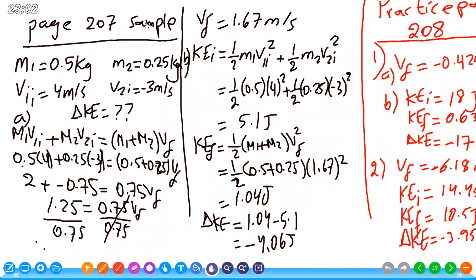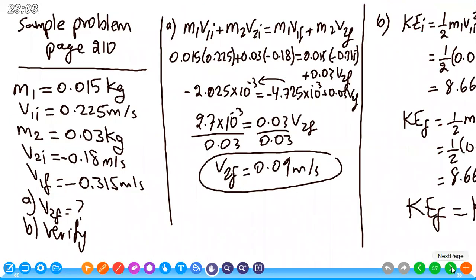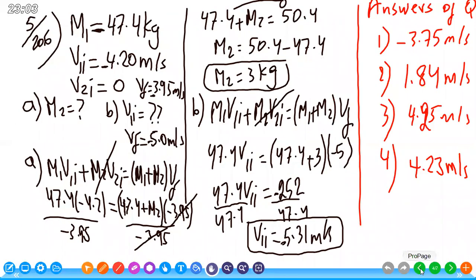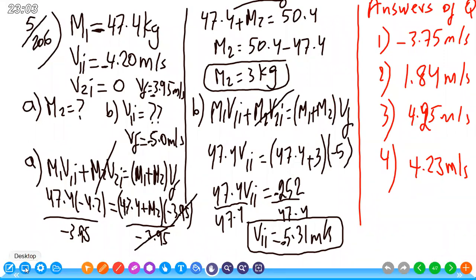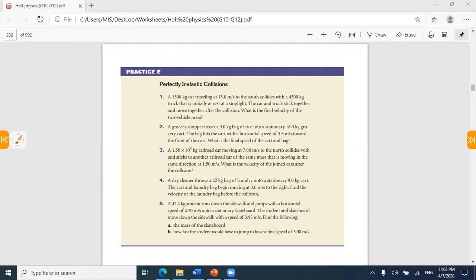Here, page 207 in your textbook. I am showing you the book, the textbook, so that if some of you left your books in the school, you can see the questions from the lesson itself. So M1 is 0.5 kilogram, M2, sorry, not this one, I'm sorry. I will come back to this one, but now let me go back to the sample problem.